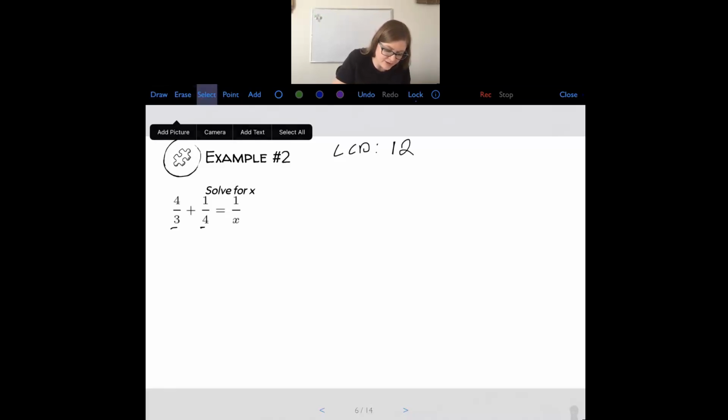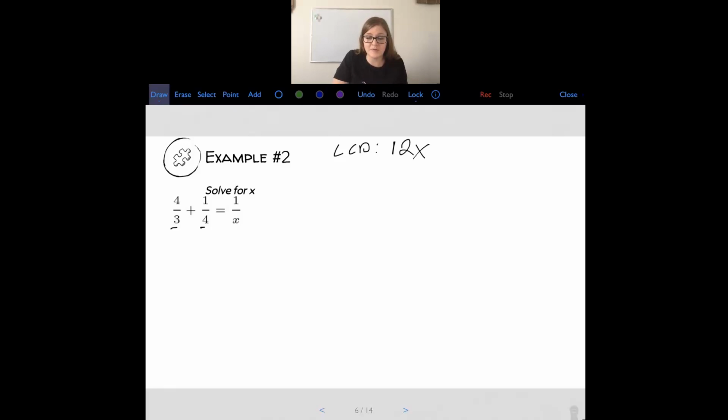But this third fraction, or the fraction to the right of the equal sign, has an x in the bottom, and the other two don't have an x. So our x becomes part of our least common denominator. Okay, so our least common denominator is 12x. So what we do is we take each fraction on its own and figure out what we need to do to get each denominator to 12x. I'll also be showing you a different way to handle the least common denominator in this problem as well.